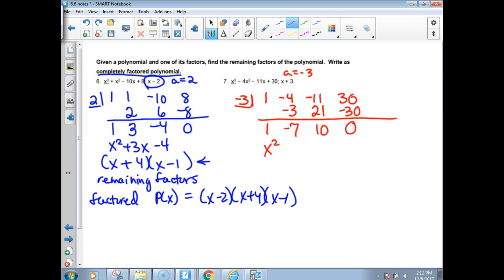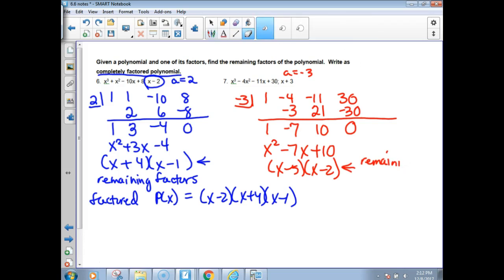See what the reduced polynomial is: x squared minus 7x plus 10, which factors to x minus 5 times x minus 2. All right, now these x minus 5 and x minus 2 are the remaining factors. Okay, remaining factors. That's the answer to that part.